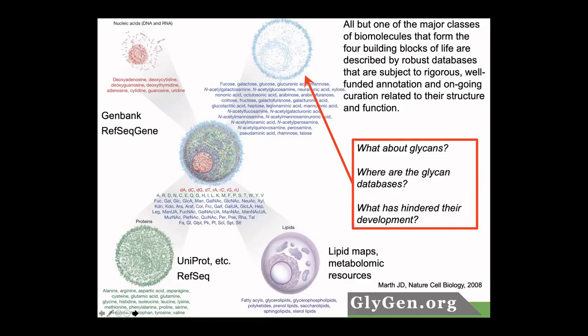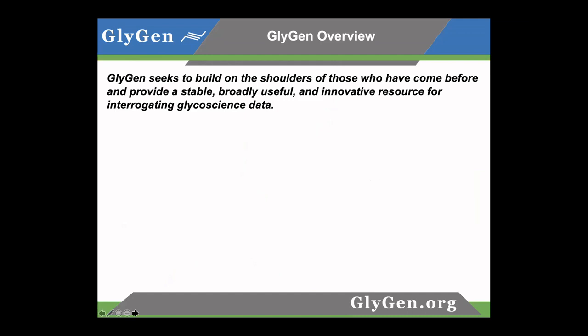And since that time, many people have contributed to trying to build a common language that could be useful for everybody. So we're all talking a similar language and our machines can talk to each other. And that's really an important aspect of the development of glycan databases, that it's required effort from around the world. And so what we do at GlyGen is we try and build on the shoulders of those who've come before us, use the tools that have been developed already, try and bring these things together and integrate them into a stable, broadly useful, innovative resource for interrogating glycoscience data.